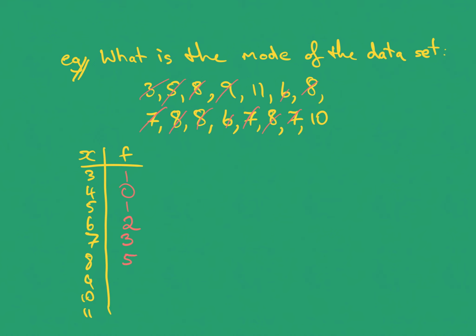9s, I've got just the 1. 10s, again I've got 1. And 11s, I've got 1 11. And just checking through, I have knocked out all of those values. So there we go, there's our frequency table. And I can see just by looking down that the most frequent is 8. So I can say the mode is equal to 8. That's the most commonly appearing data value.